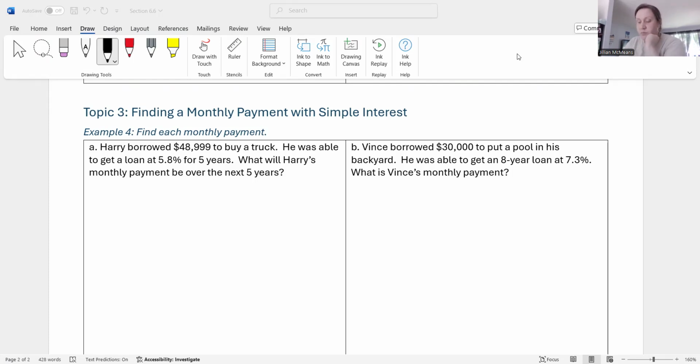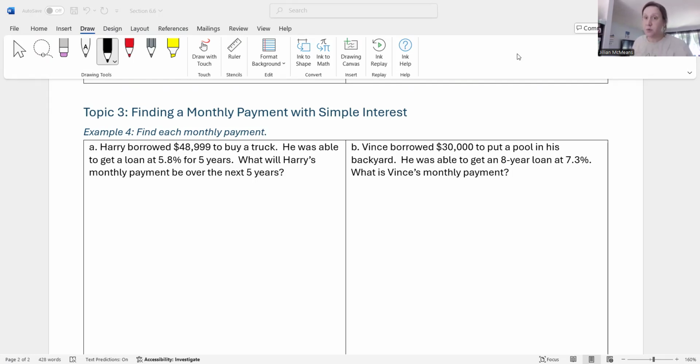Okay. So example 4 here just says find each monthly payment. And for part A, again, we're on the Dexter theme. So Harry borrowed $48,999 to buy a truck. He was able to get a loan for 5.8% for 5 years. What will Harry's monthly payment be over the next 5 years?